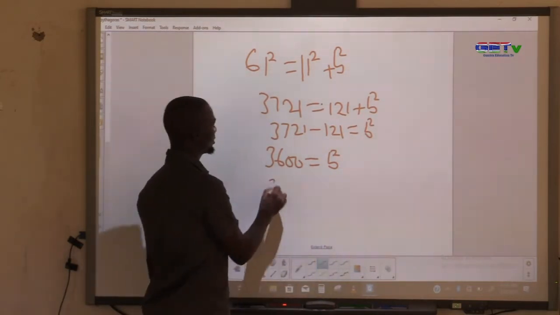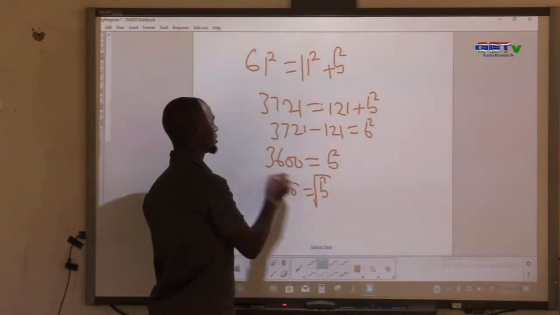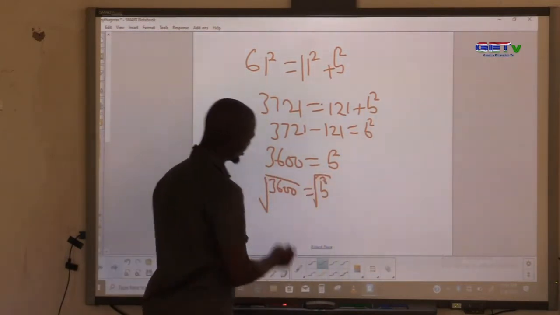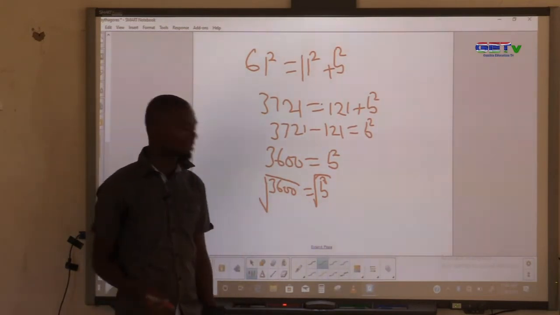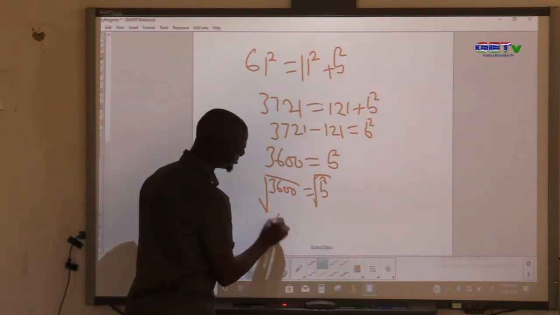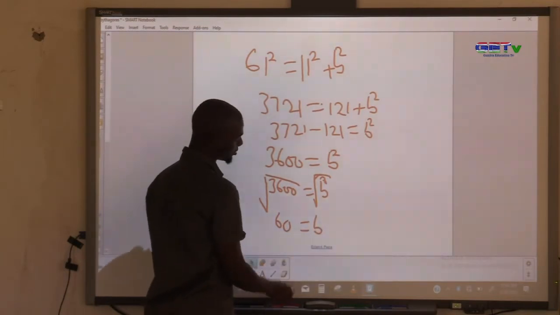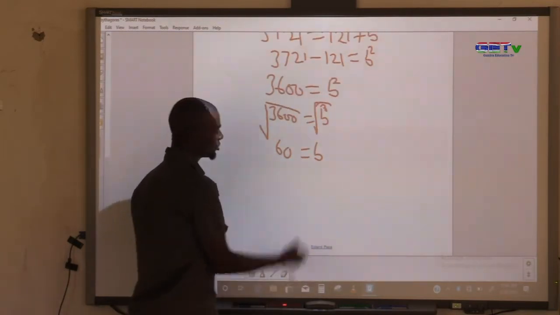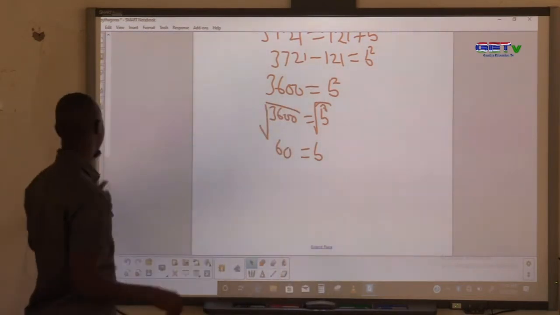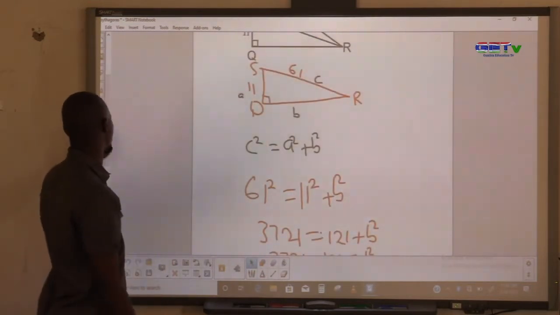3,600 is equals to B square. You square root this one and square root here. So the square here will cancel the root. So the square root of 3,600 is going to give you 60, which is equals to B. So the third side of this right angle triangle is given to you as 60.